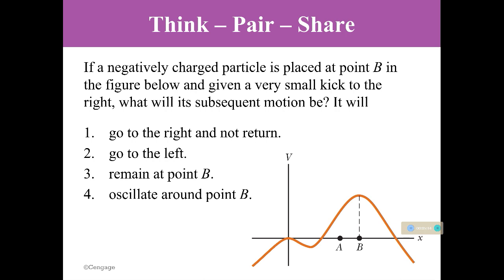Should oscillate around point B. What you want to think of is, if I just showed you this picture and said, for a positive, imagine this as a hill. Okay? Now, for a negative, you invert that, you flop it. For every hill, it's now a valley.